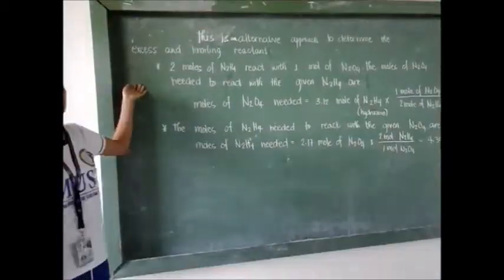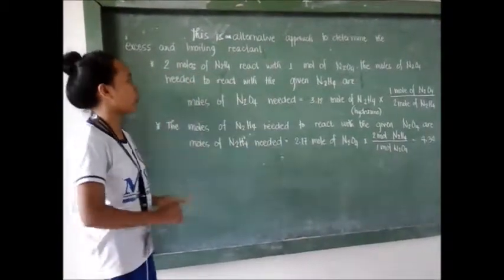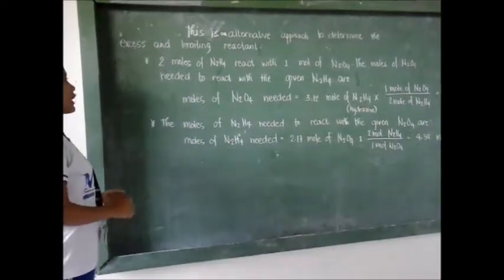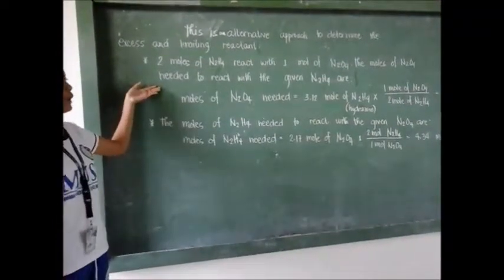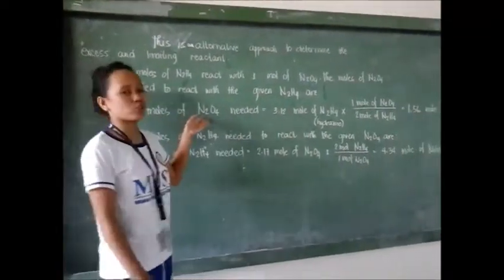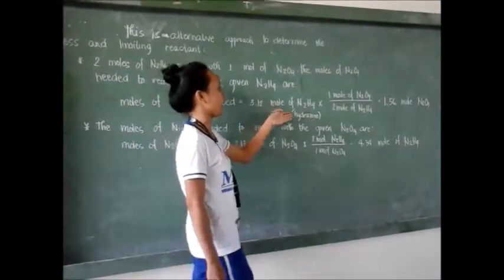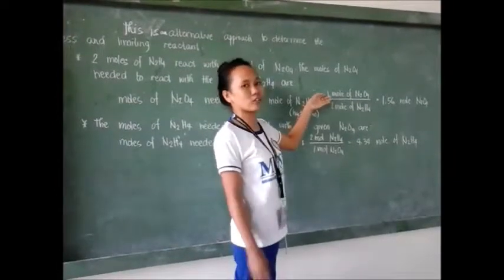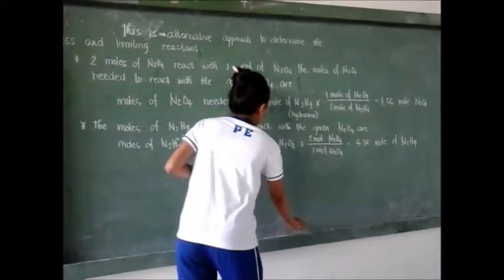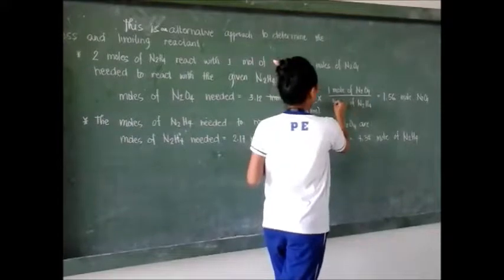Another approach to determine the excess and limiting reactant. 2 moles of hydrazine react with 1 mole of dinitrogen tetraoxide. The moles of dinitrogen tetraoxide needed to react with the given hydrazine is equal to 3.12 mole of hydrazine times 1 mole of dinitrogen tetraoxide over 2 mole of hydrazine. The mole of hydrazine and the mole of hydrazine here will be cancelled.